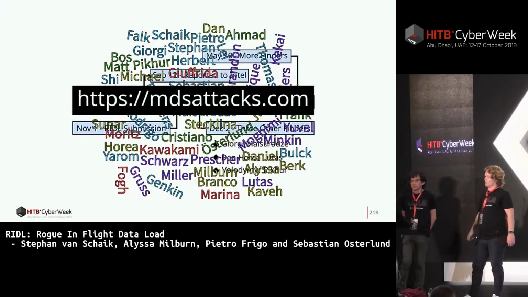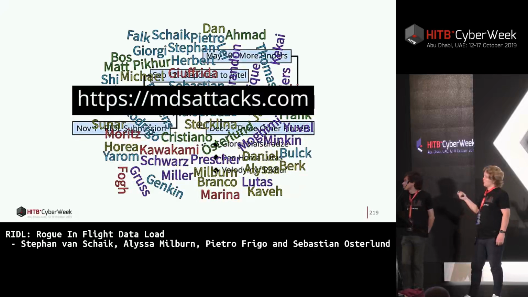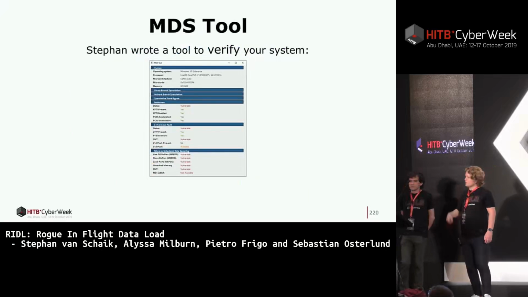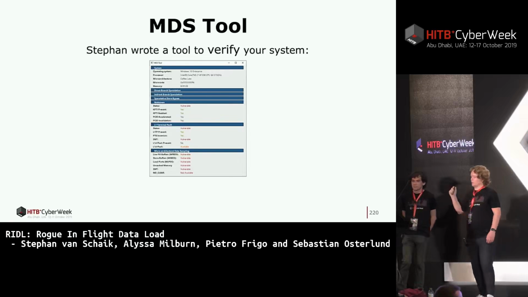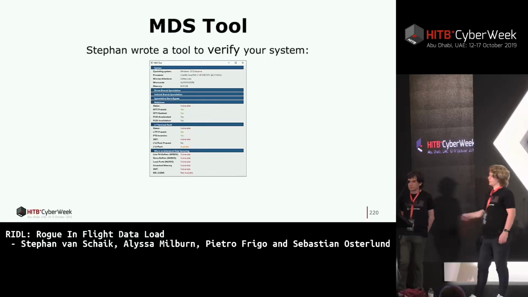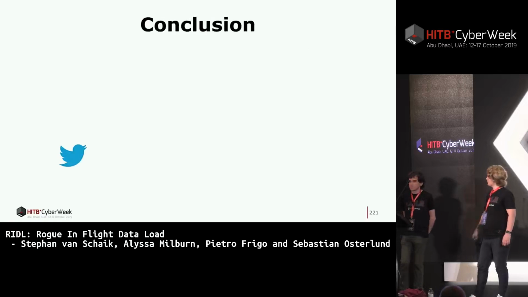We have a unified landing page where people can find our papers and read more about what happened with these attacks and what you need to do to prevent them. Stephan also wrote a nice tool that you can download and run on your computer to see how vulnerable you are to RIDL and other attacks such as Spectre, Meltdown, and all kinds of things. And I think we continue to update this tool to add new attacks as they become available.